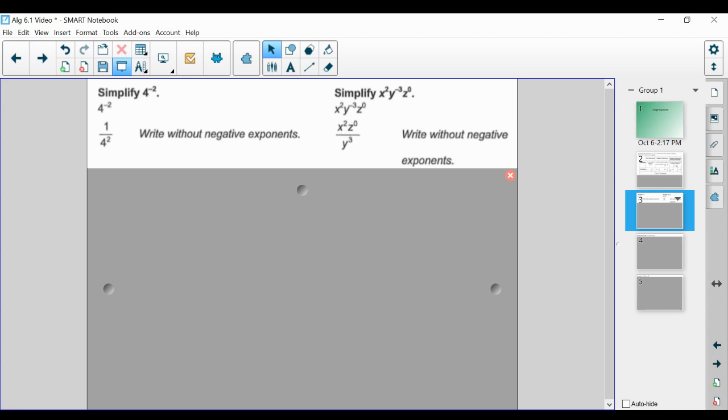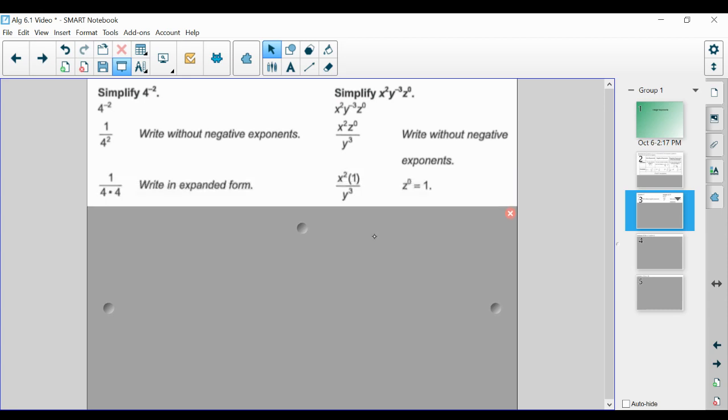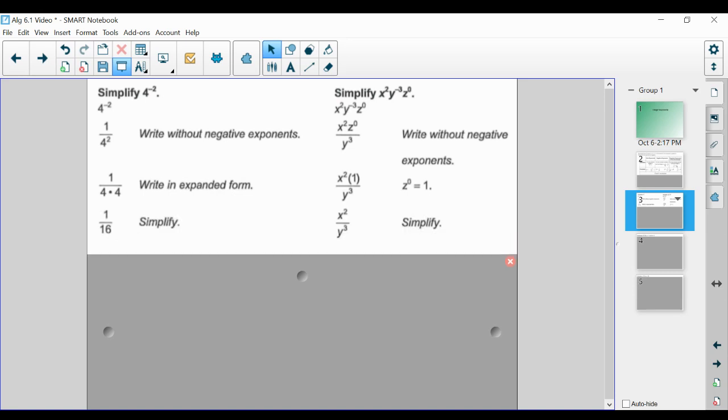Again, it was a negative exponent in the numerator. We bring it down to the denominator, and now it's a positive exponent. Now we're going to simplify because we know that any integer raised to the 0th power is 1. So z to the 0th turns into 1. So now we have x squared times 1 over y to the 3rd, or y cubed, and we can simplify and we get x squared divided by y to the 3rd.